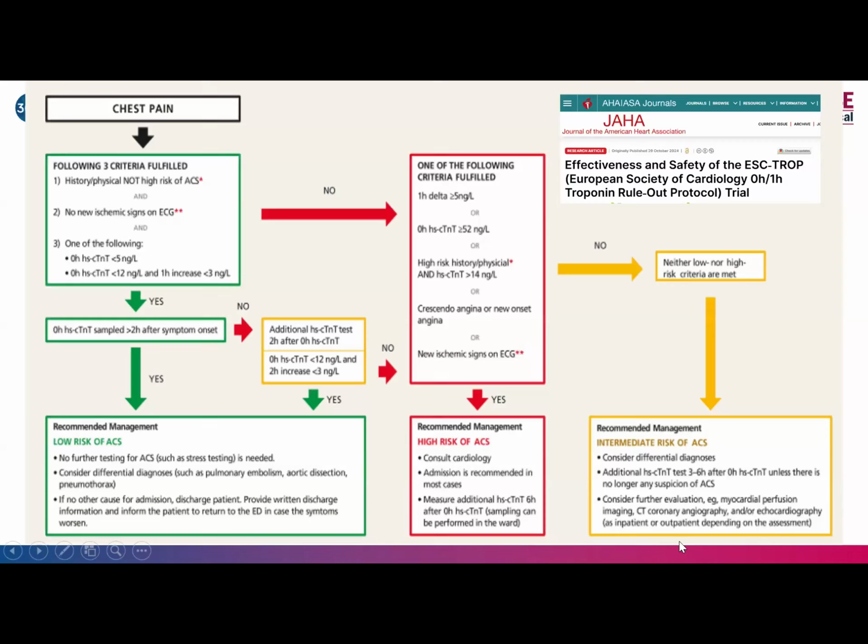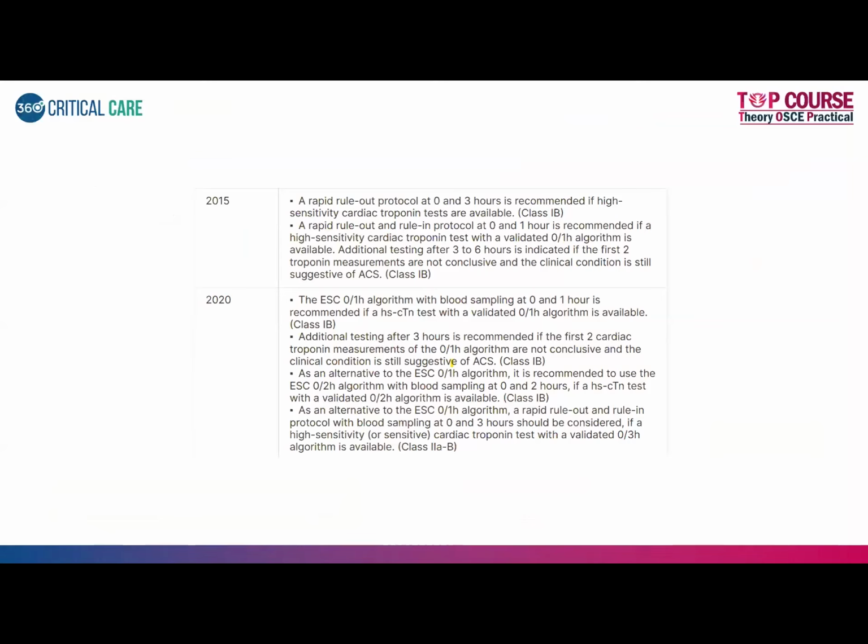I hope there is no confusion. So we have the 0 hour, 1 hour rule, or the 0 hour, 2 hour rule if the patient has come within 2 hours or after 2 hours. Then we have the 0 hour rule followed by the 6 hour rule, and then we have the 0 hour and 3 hour. Earlier it was only the 0 hour and 3 hour rule. So as we see, the 2015 class 1B recommendation, rule in, rule out, 0 1 hour and then 3 6 hours, was the only rule.